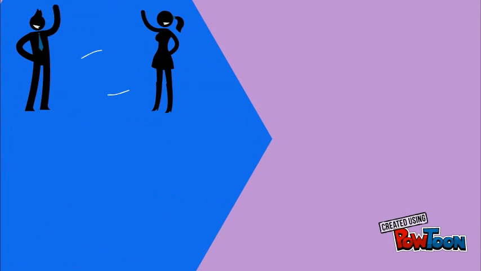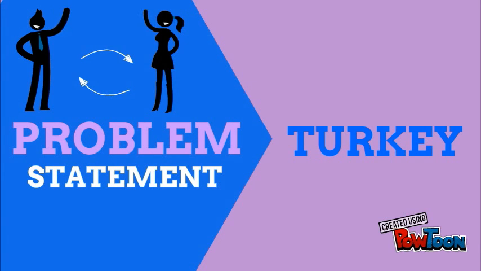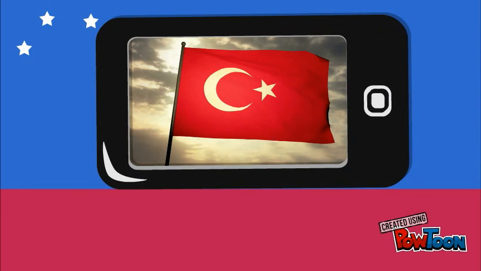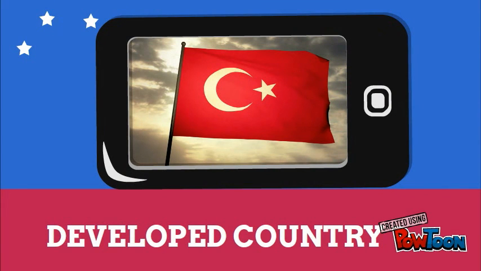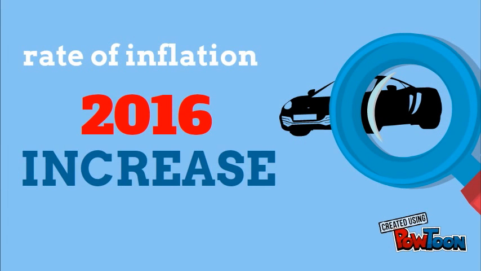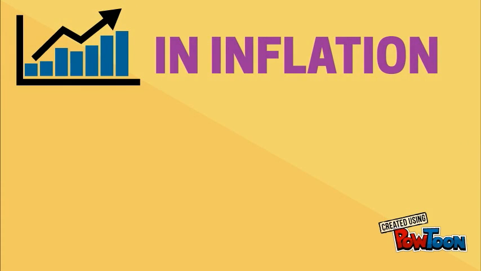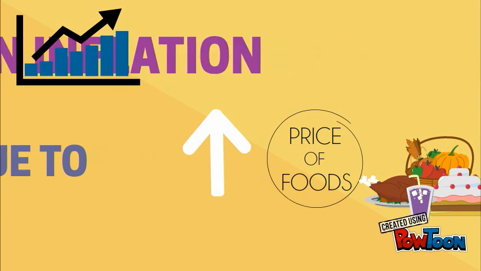Besides, we can relate the problem statement with a country like Turkey as an example. Turkey is classified as a developed country by the CIA World Factbook. The rate of inflation in 2016 increased from 6.5% to 7.5%. These rises in inflation occurred due to an increase in the price of food.